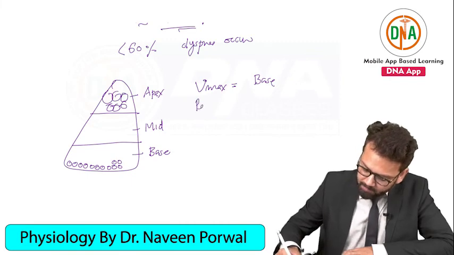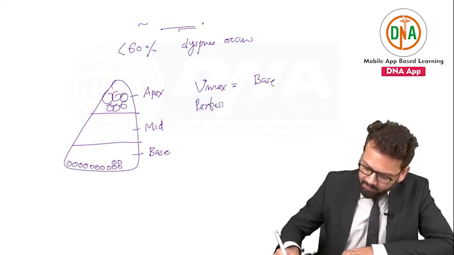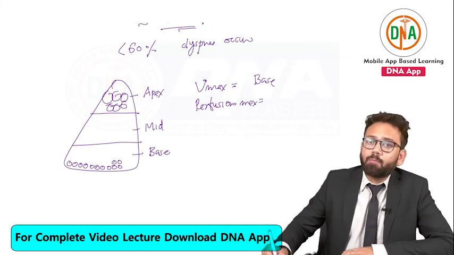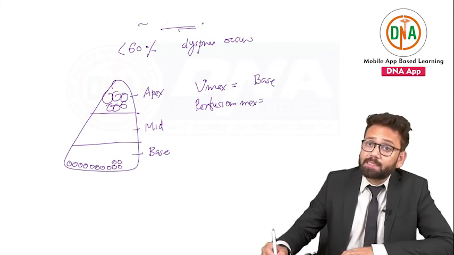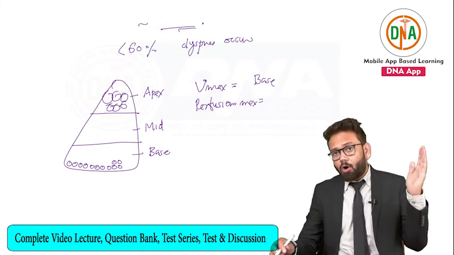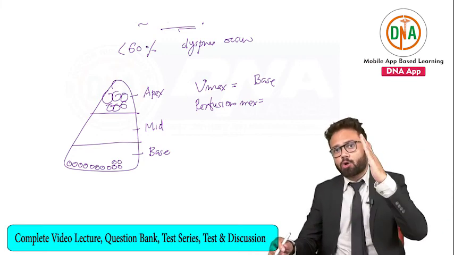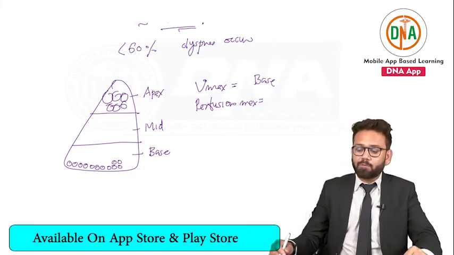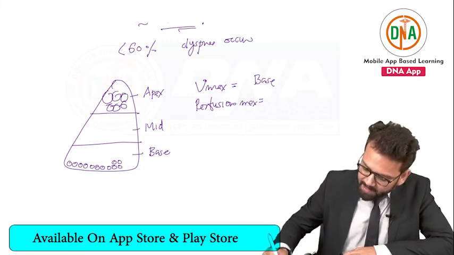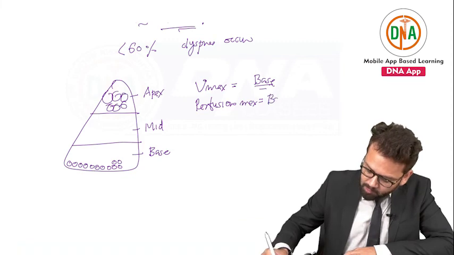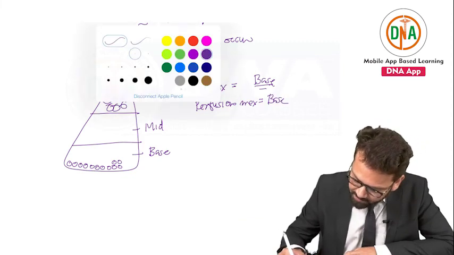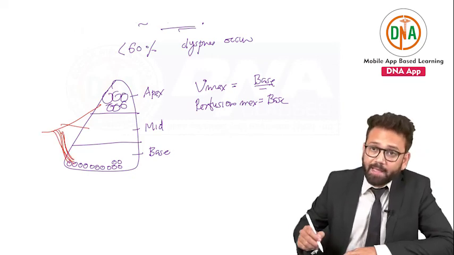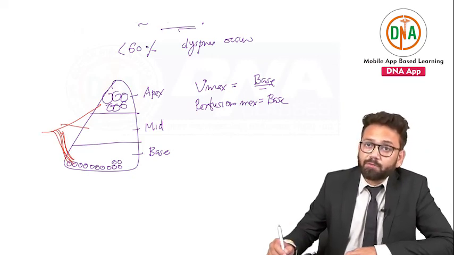What about perfusion? Is perfusion maximum at the base or apex? Perfusion is also maximum at the base. Because of gravity, all blood will go to the base, not to the apex. So maximum blood supply will be to the base because of gravity. So ventilation is maximum at the base. Perfusion is also maximum at the base. What can be the reason? The reason is that all blood is going maximally to the base, not to the apex, because of gravity.